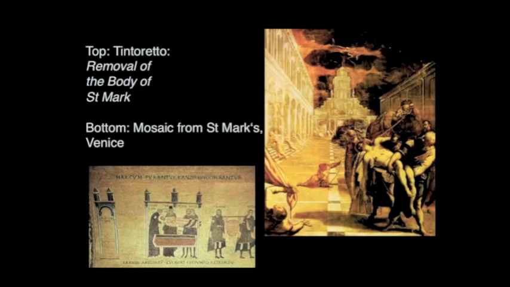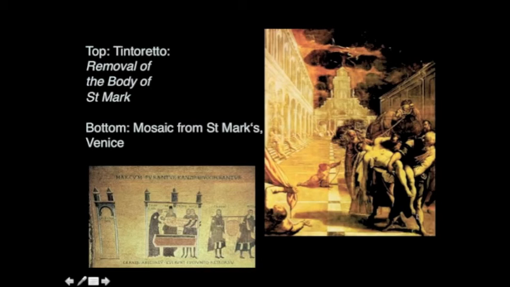Okay. And the reason they wanted to steal his body is this is an important relic. This is an apostle. And if they could get the body of St. Mark to Venice, then they would be able to establish a church. Then they would be able to attract pilgrims. Then the status of the city would become not simply mercantile, but also important in terms of its presence in the Christian pantheon. So this is the removal of the body of St. Mark. And this painting is quite fabulous.